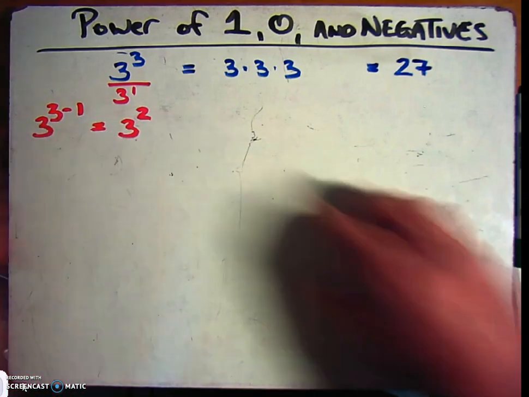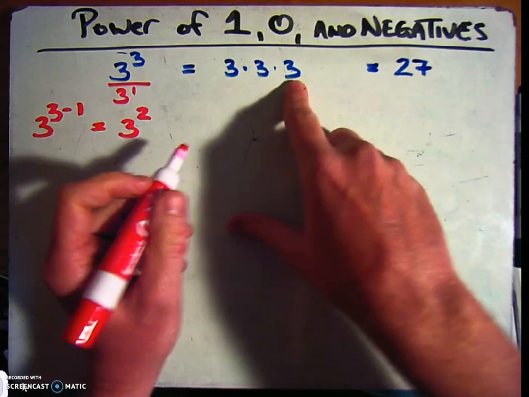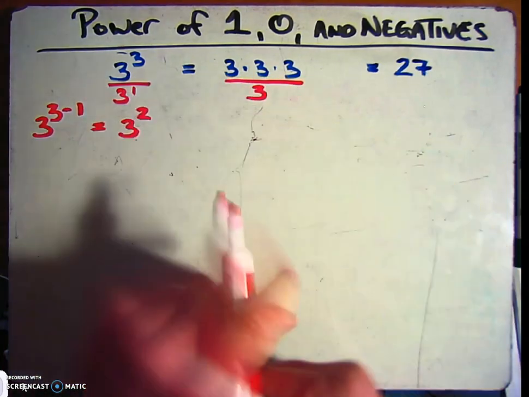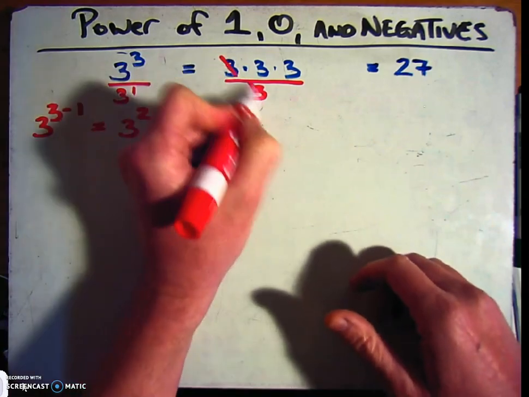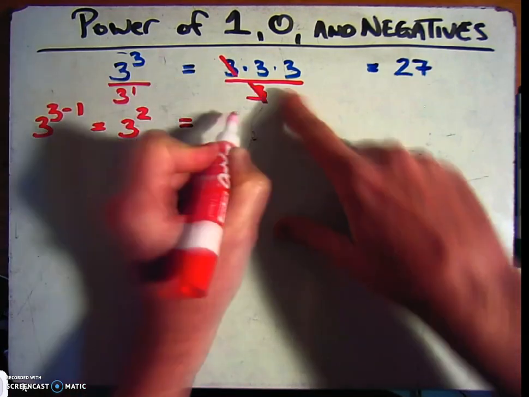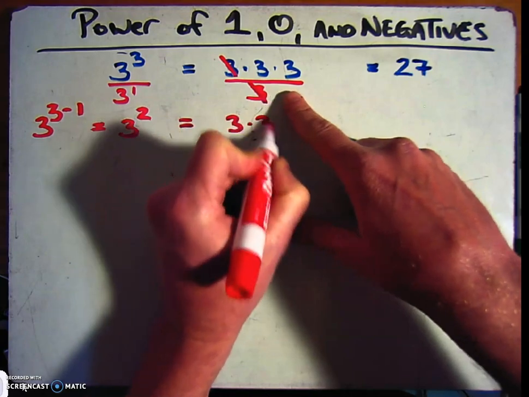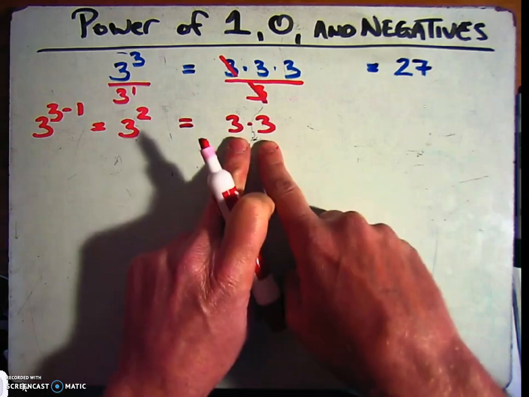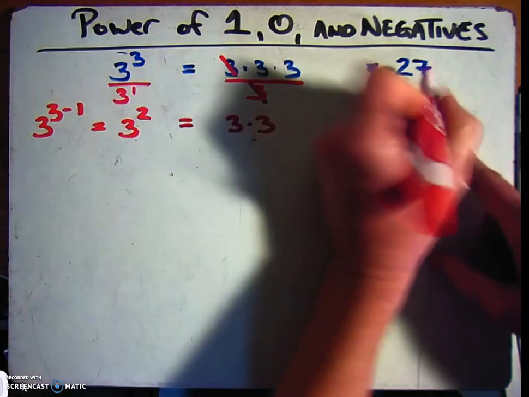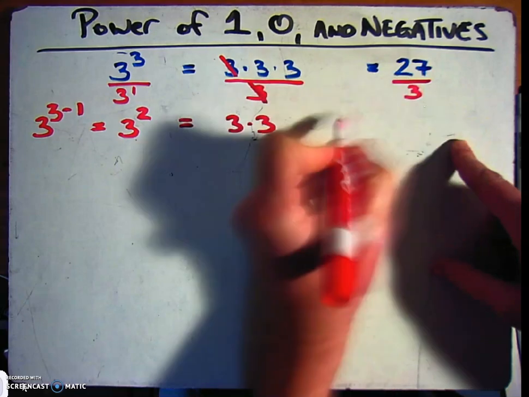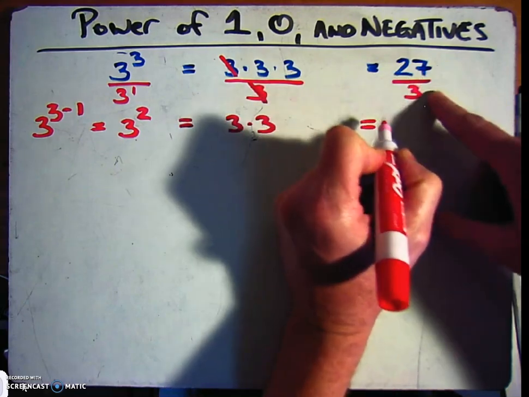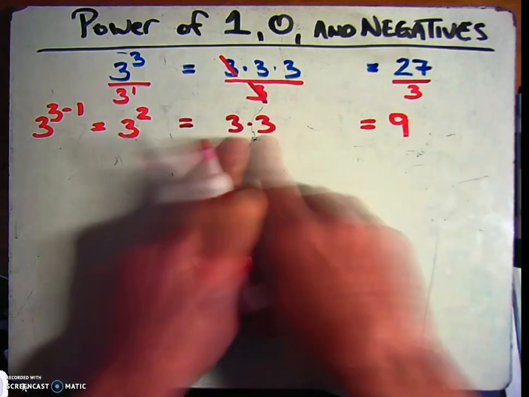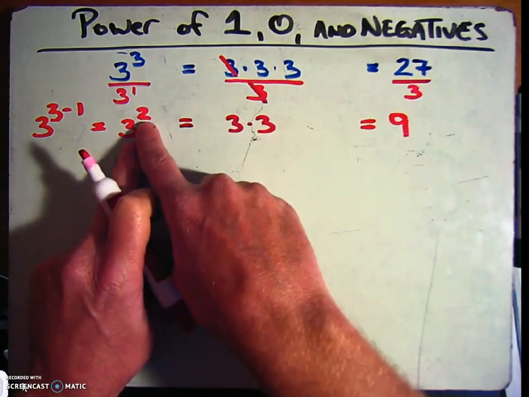Now, I'm going to take the middle, 3 times 3 times 3, and divide that by 3. The 3 on top would cancel out with the 3 on bottom, and it would leave me with just 2 3's in the numerator. And that's also the value of 3 squared, 3 times 3. I'm going to take 27 and divide it by 3. And we know that 27 divided by 3 has a value of 9, which is the value of 3 times 3, also 3 to the second power.